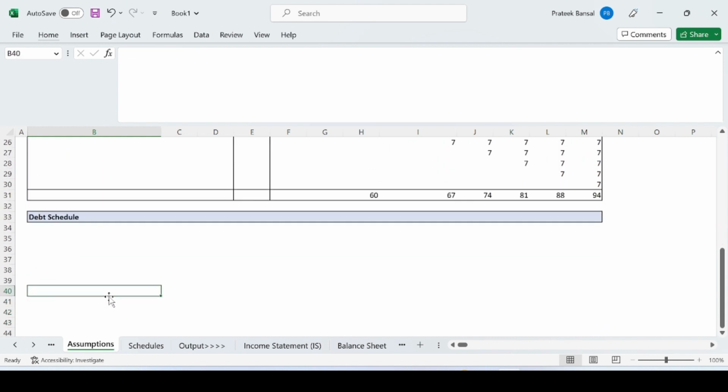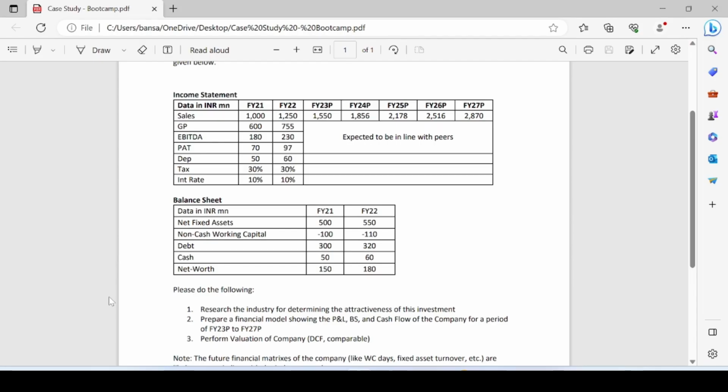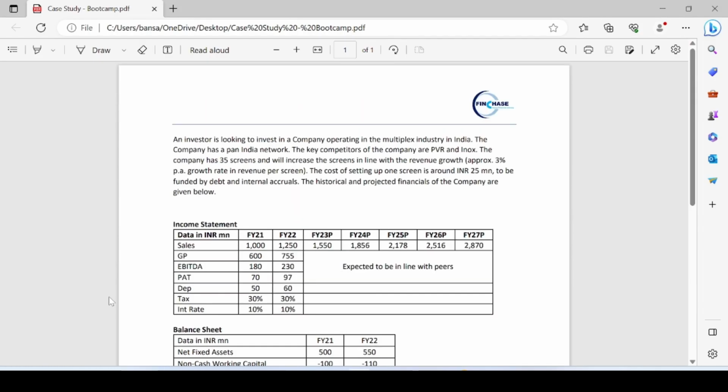Now, for the debt schedule, let's go to our case study first and see whether any information is given about a debt schedule. We can see all the information we have used till now. After that, the cost of setting up one more screen is around 25 million, and it will be funded by debt and internal accruals. This means that if the company buys one more screen, it needs to spend around 2.5 crore, and that 2.5 crore will be funded by debt and internal accruals.